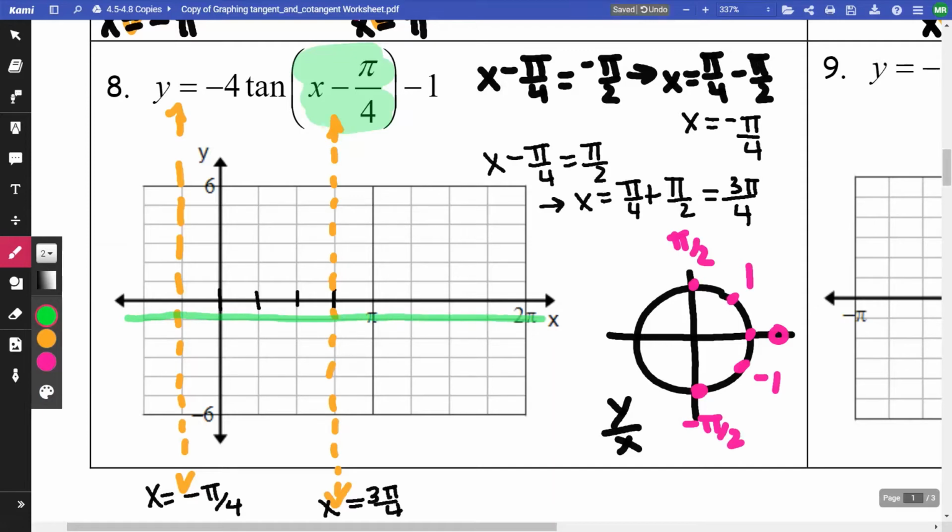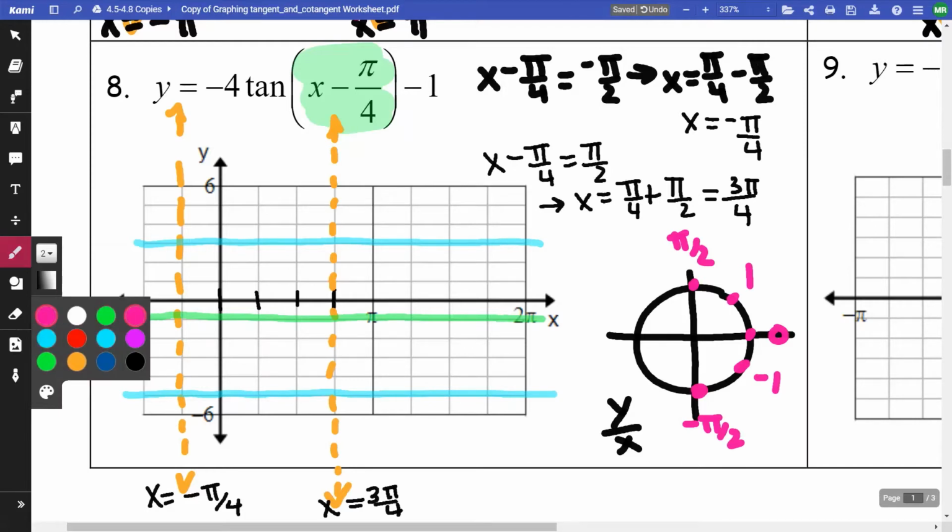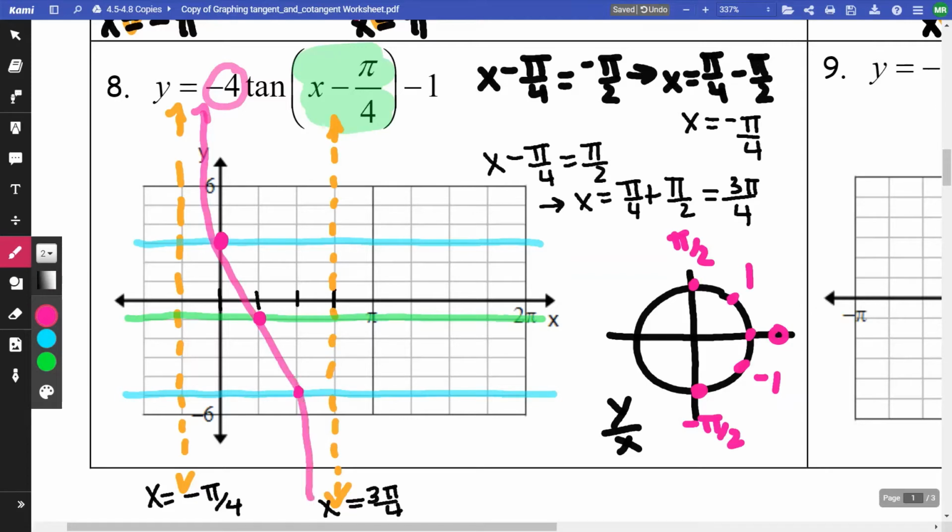Then I'm going to go 1, 2, 3, 4 above. So 1, 2, 3, 4 above, and 1, 2, 3, 4 below. Now this has a negative in front of it, so it's going to flip. So I normally start at the negative one, but I'm going to start at the positive one. So I'm going to start here, then here, then here. And there is our graph.